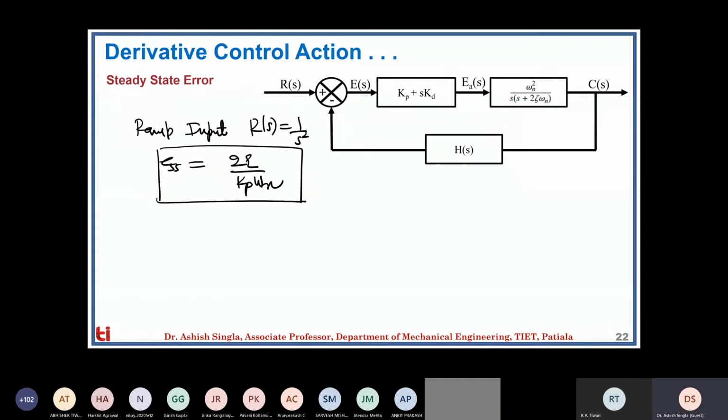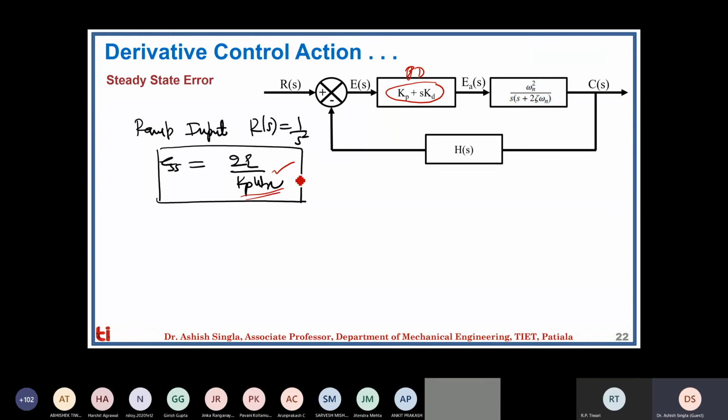Again, if we try to calculate the steady state error, we will see that for the step input the steady state error will be 0. And for the ramp input, the steady state error will be 2 zeta by kp omega n. This we'll calculate in the next slide, but for the timing, assume that this is correct. Because the derivative control action is never used alone, we will use it with kp plus s kd. This is called the PD control. Using the same control logic, if we calculate the steady state error, which we'll do a couple of slides later, the steady state error will come out to be this.